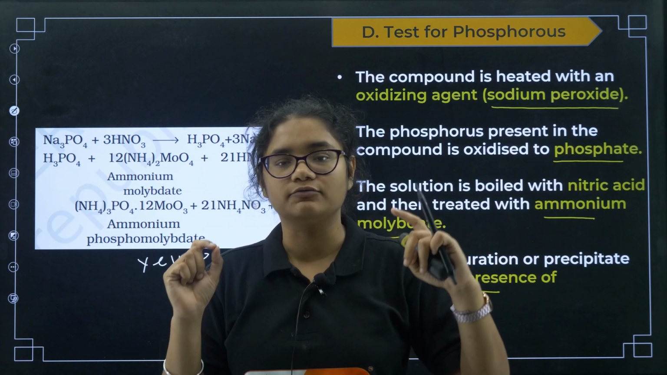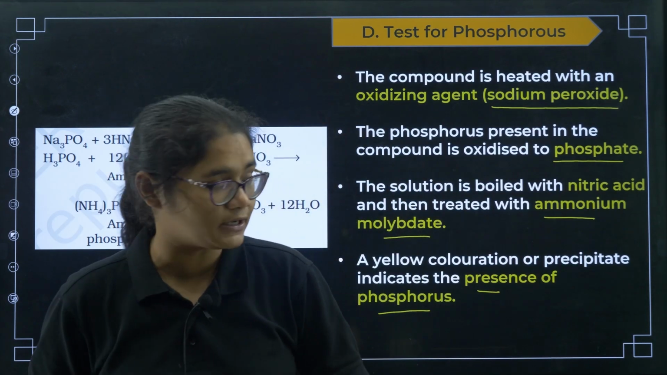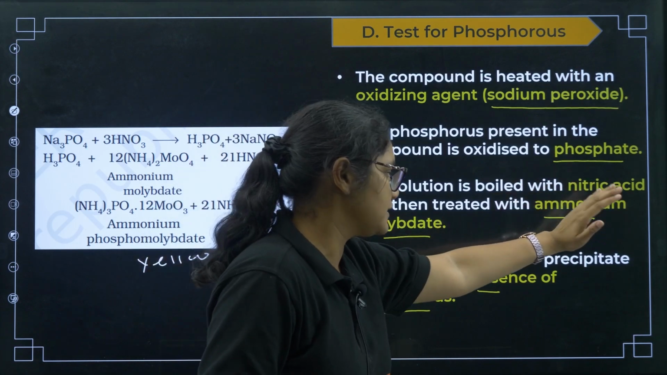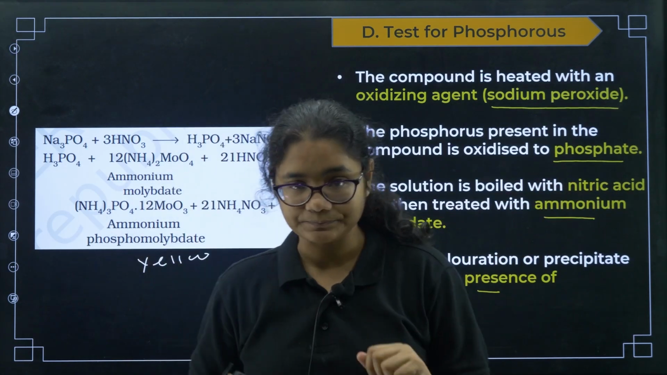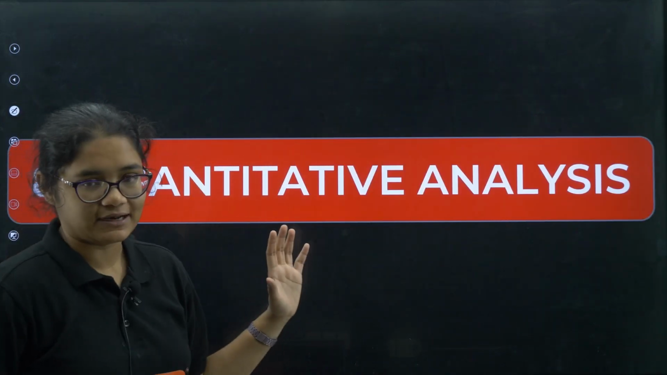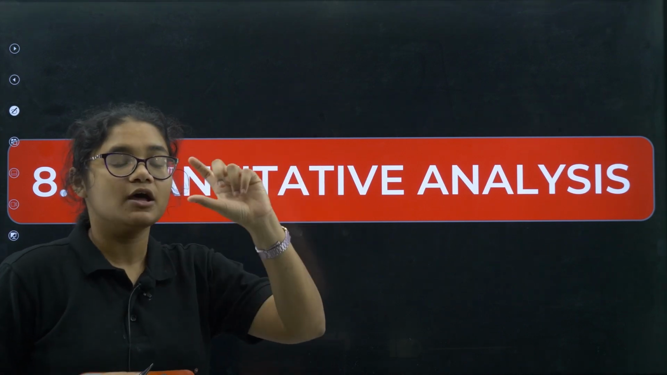For phosphorus, you have to first convert it into phosphate group, and then treat it with nitric acid and ammonium molybdate to get this color. Which color? Yellow color.